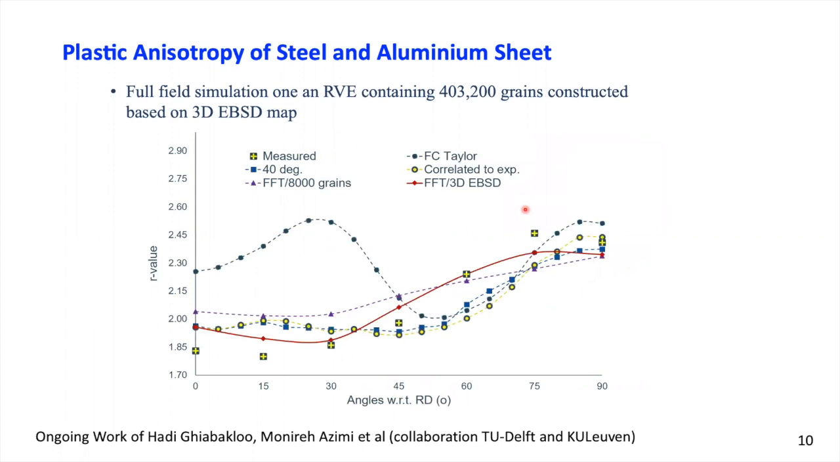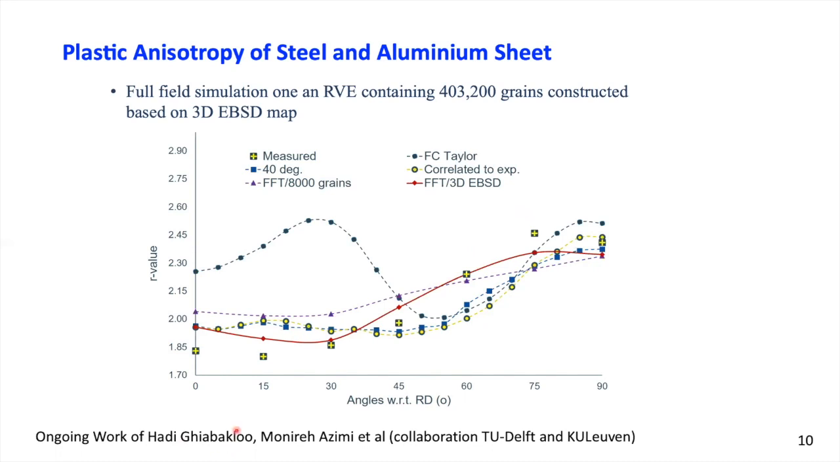Is this work finished? Are we happy with our results? No, it's far from finished, because we think that we can still have better quantitative predictions for more complicated materials. So this is, for example, for another type of steel. And here you can see different simulations.